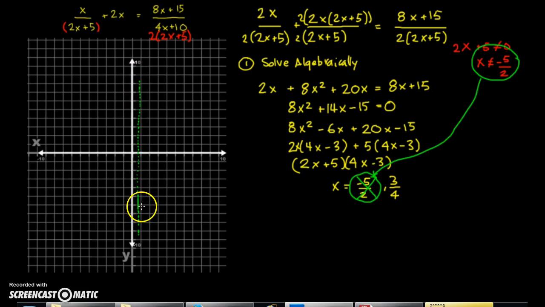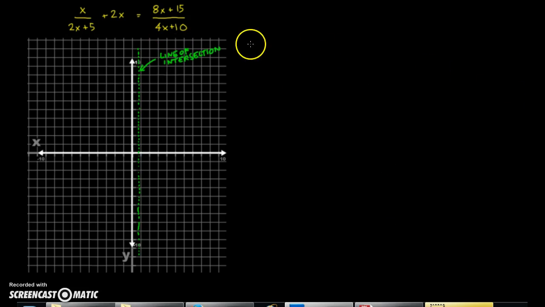Remember, this is not an asymptote. This is not a zero or a root of any equation. This is simply somewhere along this line I expect to see both graphs intersecting at that point. So my next thing I have to do then is graph both. That's what's coming up now, so let's take care of that.